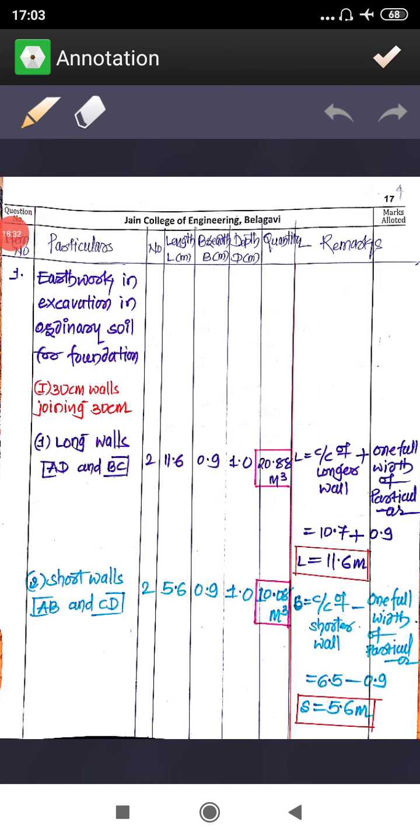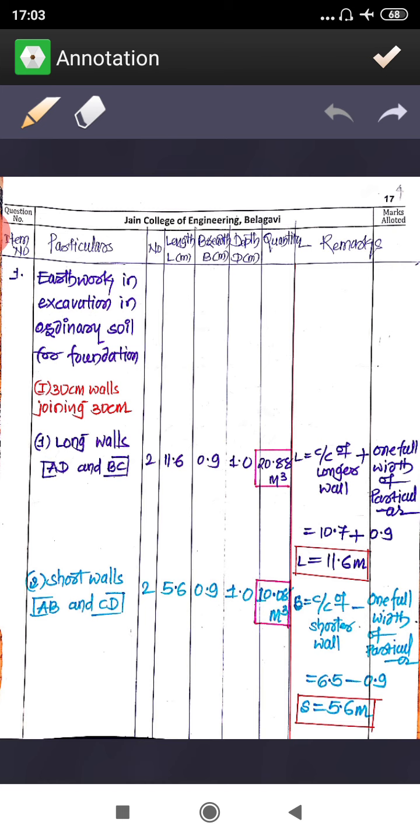And the length, I have shown you here, is center to center of longer wall plus one full width of particular. One full width of 0.9, so it is 10.7 center to center, and then you will be having 0.9 width here, so that is going to be 11.6 meters. So two numbers of long walls, you are having AD and BC, two numbers, then you will be having a length of 11.6, width is 0.9, and depth is 1 meter. So altogether you are having a quantity of 20.88 meter cube.